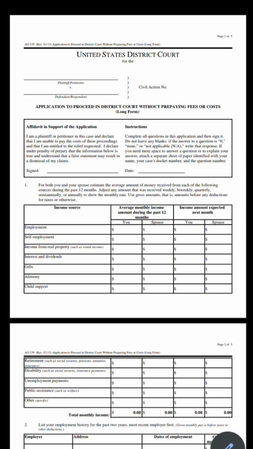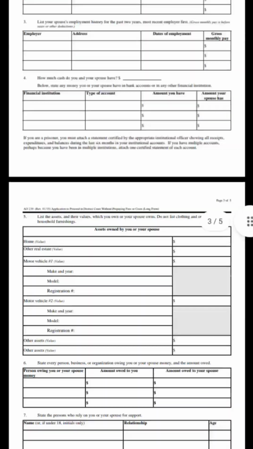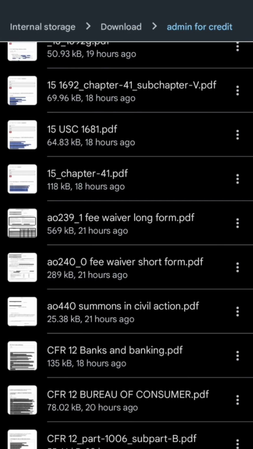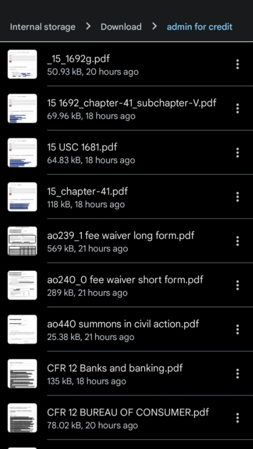So you can fill this out. I was always taught to fill out the long form instead of the short form, okay? But do whatever you feel is necessary for you. But those are the fee waivers that you're going to need for your case.